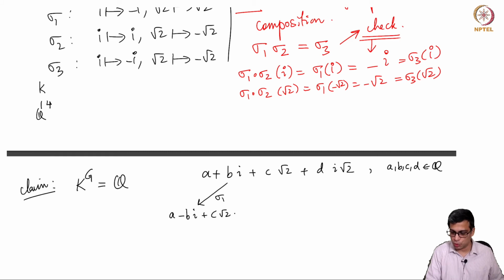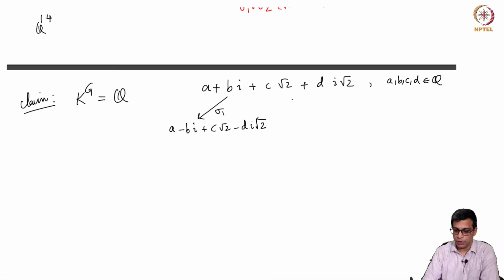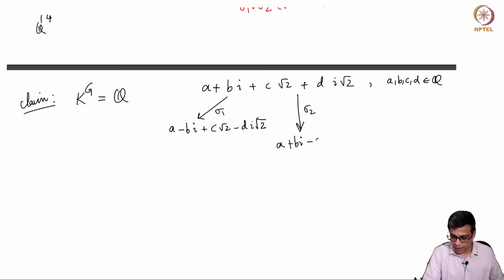And i times root 2 will go to minus i times root 2. So this is minus D i root 2. Similarly, where does it go under sigma 2? It will go to A plus Bi minus C root 2, and i root 2 again will go to minus i root 2. So this is minus D i root 2.